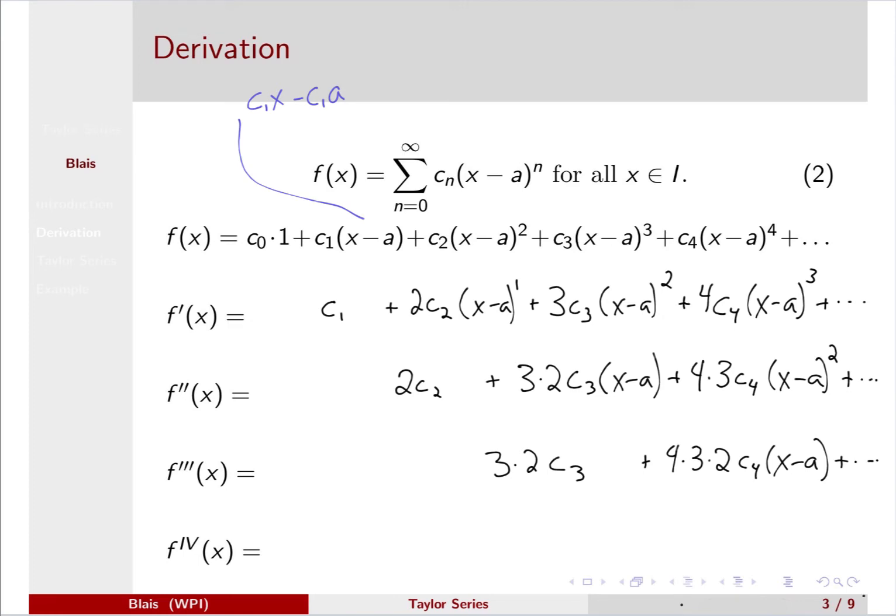And so we're starting to see a pattern. If we were to do one more, the fourth derivative, the derivative of this term, which is a constant, would be 0, and we would get 4 times 3 times 2 c4. And the next term would be 5 times 4 times 3 c5 times (x minus a).